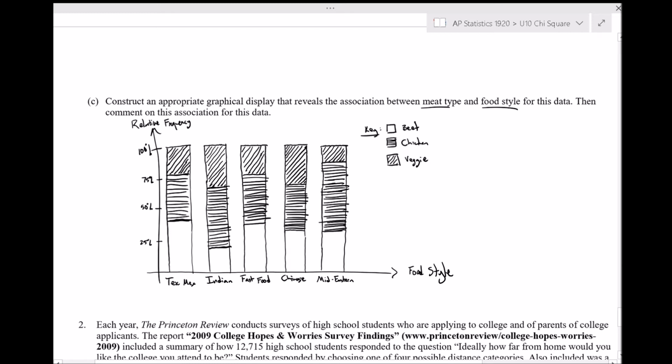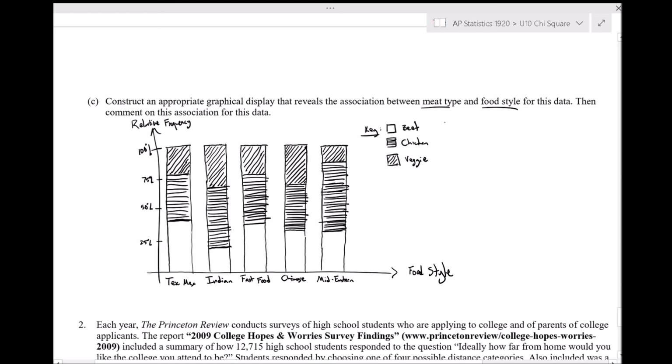So we want to go by category. If we're talking about the association by meat type, we want to talk in terms of how likely this person is to order a specific meat type given a specific food style. So for Tex-Mex, it looks like she's more likely to order beef and least likely to order vegetarian. And then we go by all those categories.